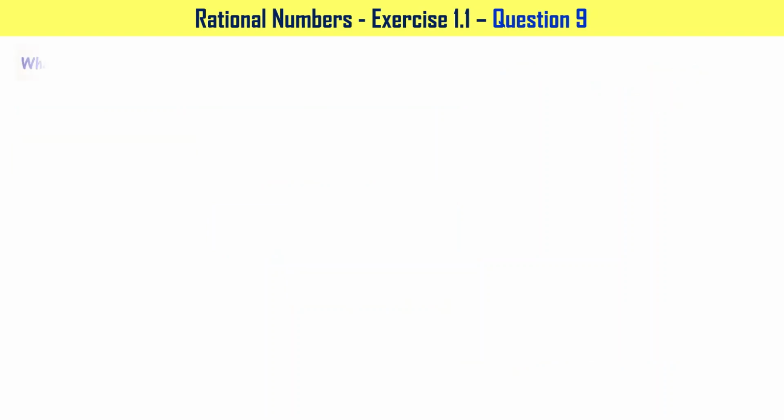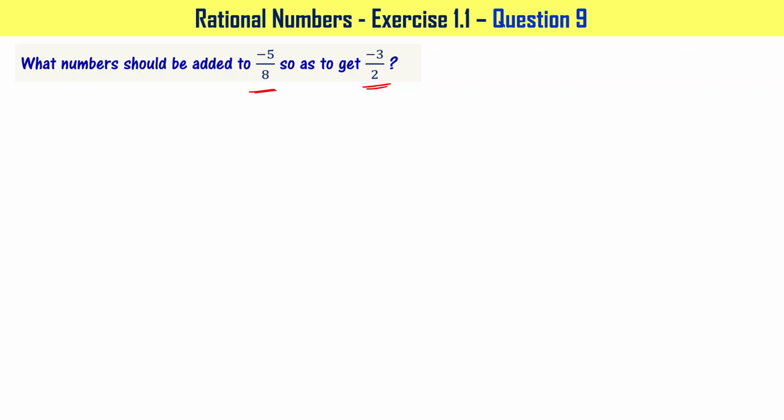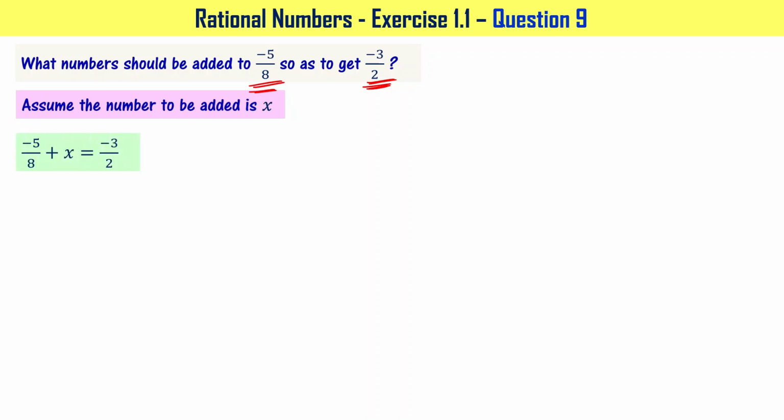Question number 9. What number should be added to minus 5 by 8 so as to get minus 3 by 2 as the answer? For example, when you add a number to minus 5 by 8, you're getting minus 3 by 2. So we are asked to find what is that number. Let me assume that the number to be added is x, right? As per the problem statement, x plus minus 5 by 8 is equal to minus 3 by 2, right? Let's write that. Or minus 5 by 8 plus x equal to minus 3 by 2.